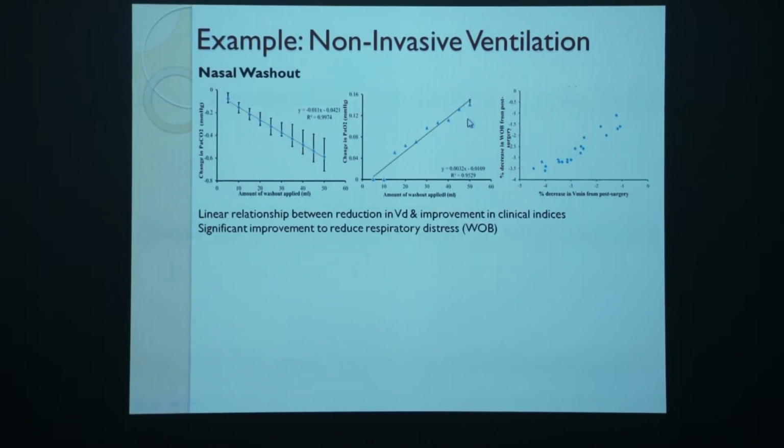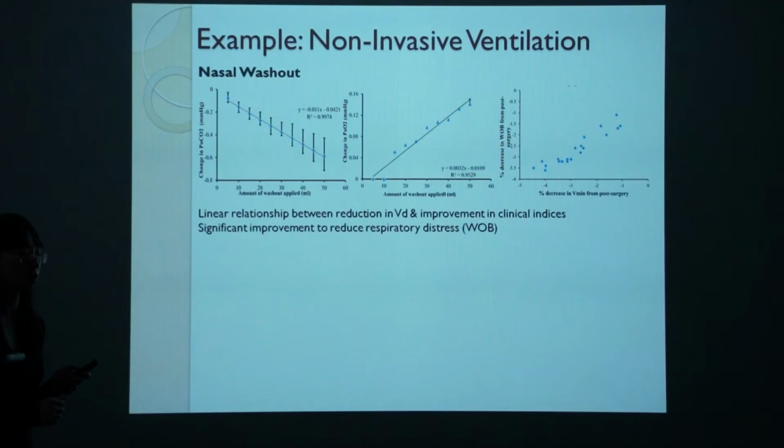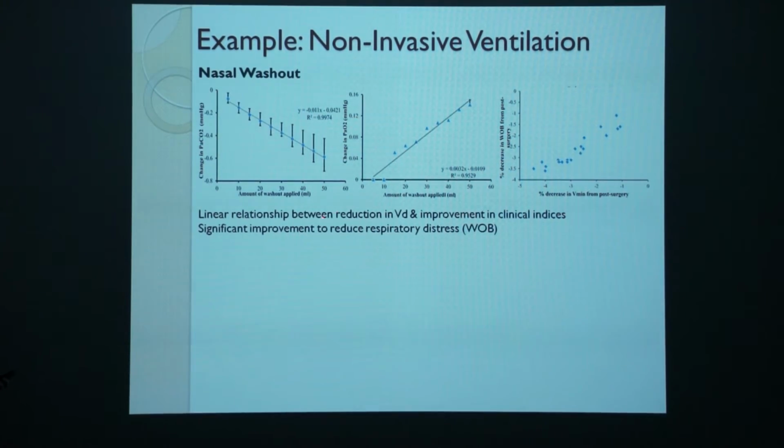And what we did with the model is, for all of these patients, we increasingly applied an increased amount of washout effect, so a stronger effect for all 20 of these patients. And then we used the model to predict how the patients respond in terms of their arterial oxygenation and the carbon dioxide. And what we see is that there is a linear effect.